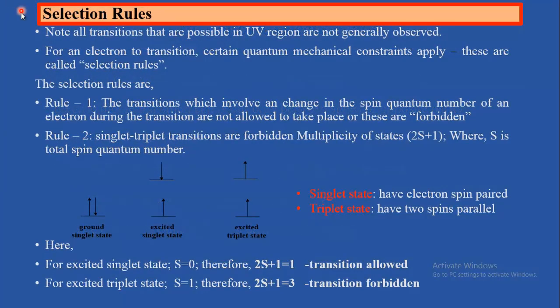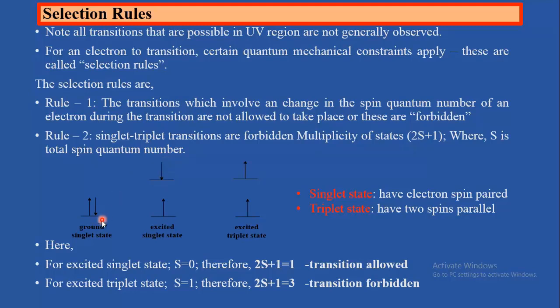Here I have summarized. Note that all transitions that are possible in the UV region are not generally observed, because different types of excitation can take place, but they are not generally observed. For an electron to transition, certain quantum mechanical constraints apply, and these constraints are called selection rules. First rule, transitions which involve a change in spin quantum number. Second, singlet-triplet transitions are forbidden. Multiplicity of the state, where S is the total spin quantum number.